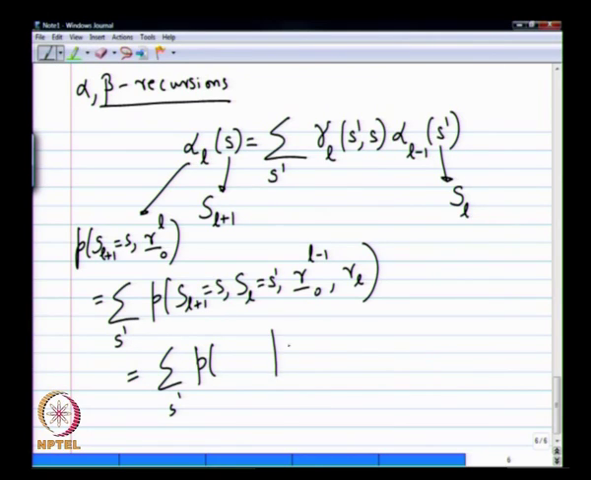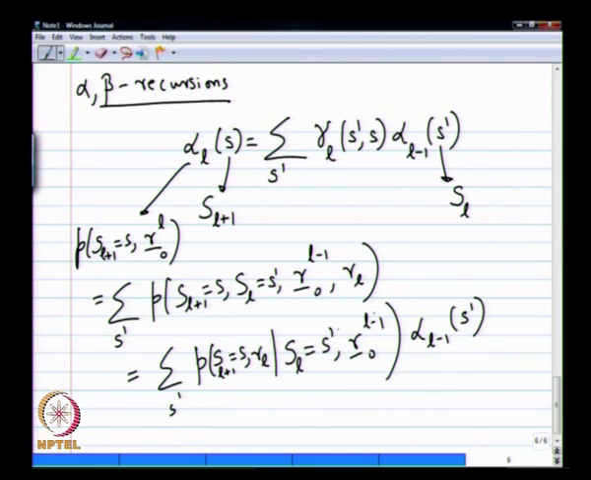I am going to write given SL plus 1 equals, did I get this right? Yeah, SL equals S prime comma R0 to L minus 1. Okay, so I have to write down here SL plus 1 equals S comma RL times, I would have already got the alpha L minus 1 of S prime, right, that is it. And then once you know SL is S prime, this you can drop and that becomes the gamma that I want. So it is basically the Markov property that gives you this recursion.